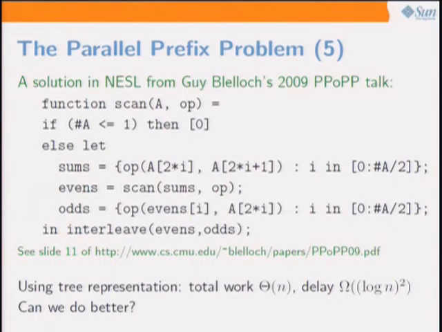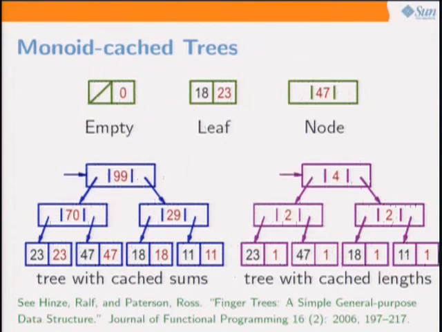Now, Nestle uses a sort of array representation to represent nested vectors. If we use our tree representation for the lists and use this algorithm, linear time total work is expected. The delay is still log n squared. Can we do better? Well, I'm going to borrow yet another idea, the idea of monoid cached trees.